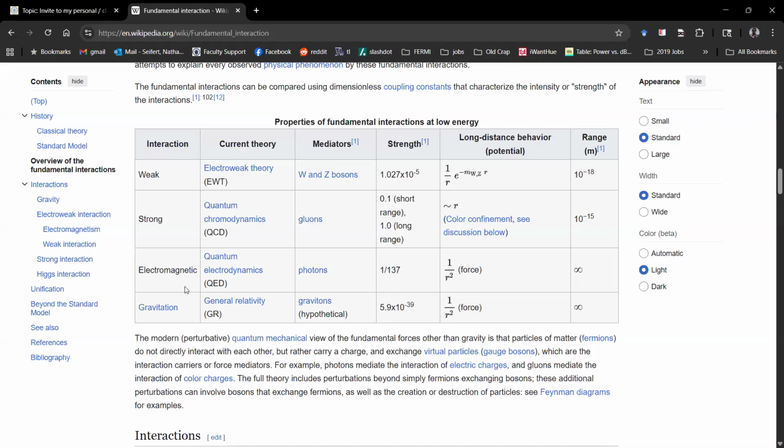Electromagnetism is defined to be exactly, it turns out, 1 over 137. Right? So the strong force is a little more than 100 times stronger, the weak force is about 1,000,000 times weaker, and gravity is 10 to the 39 times weaker. Right? This is why gravity doesn't matter. All of chemistry happens at this scale.